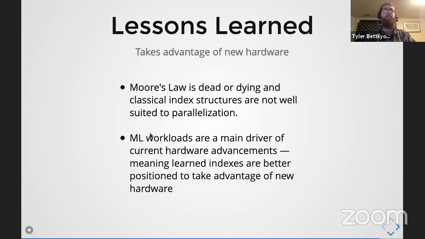And then finally, there's a better potential for these machine learning models to take advantage of new hardware advances. With Moore's law being dead or dying, CPUs are not getting that much faster. Classic indexing structures are branch-heavy workloads, and you can't easily parallelize them, whereas machine learning inference, especially neural network inference, is highly parallelizable and is driving specific hardware research. So we might be better positioned with these learned models to take advantage of upcoming new hardware.